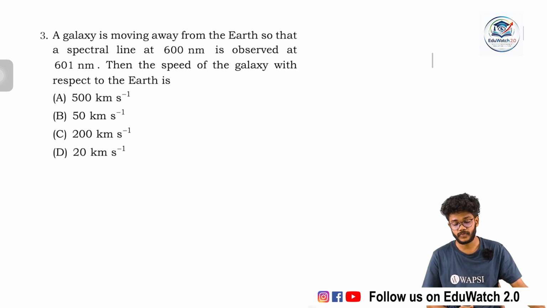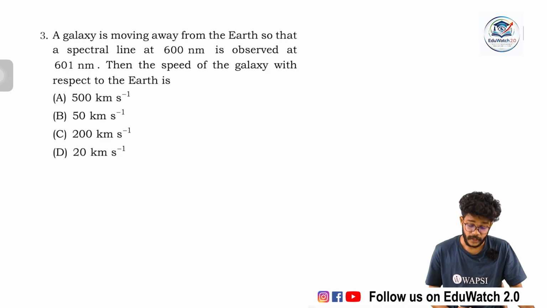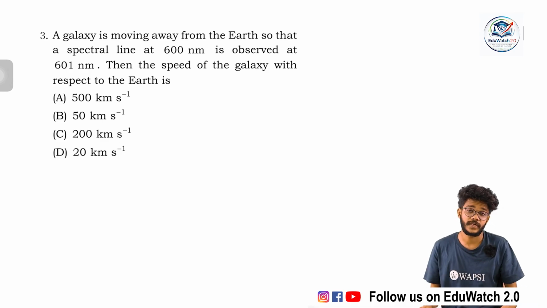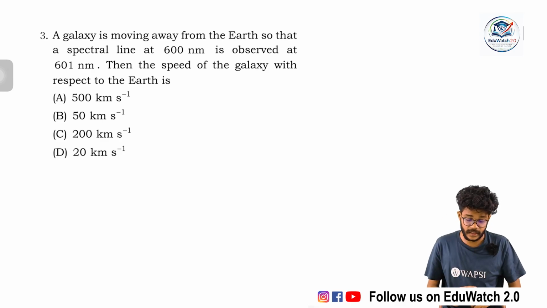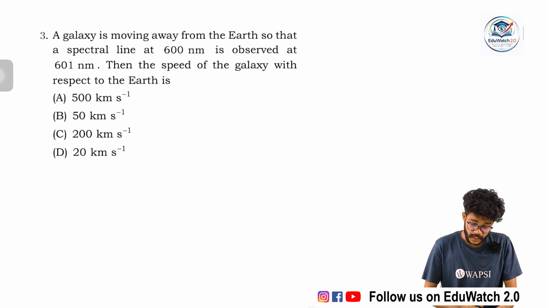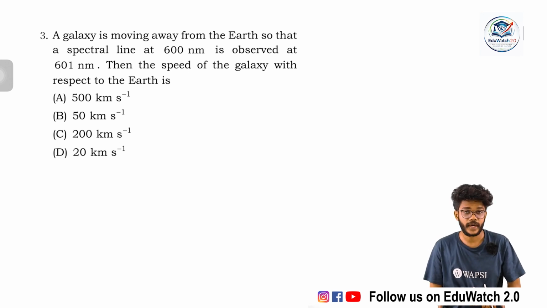A galaxy is moving away from the earth, so that a spectral line at 600 nanometer, that means the wavelength is 600 nanometer, is observed at 601 nanometer. Okay, so due to the motion, we are observing the 600 nanometer as 601 nanometer. Then the speed of the galaxy with respect to earth, we have to calculate the speed.